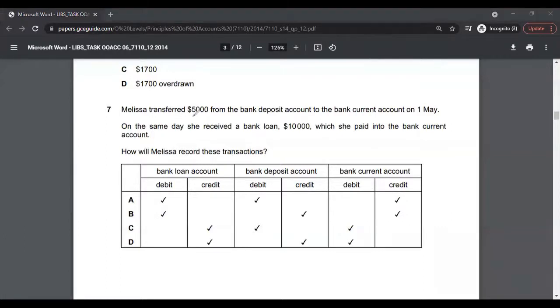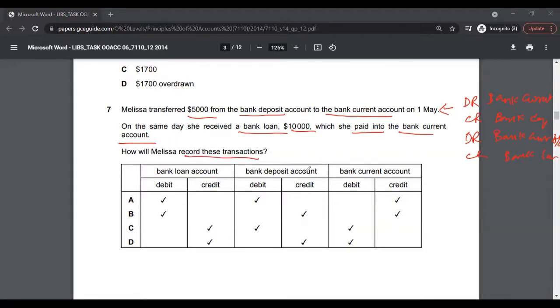Multiple choice 7. Melissa transferred $5,000 from a bank deposit account to a bank current account. So the entry for this is debit bank current account and credit bank deposit account. On the same day, she received a bank loan of $10,000, which she paid into the bank current account. So again, debit bank current account and credit bank loan account.